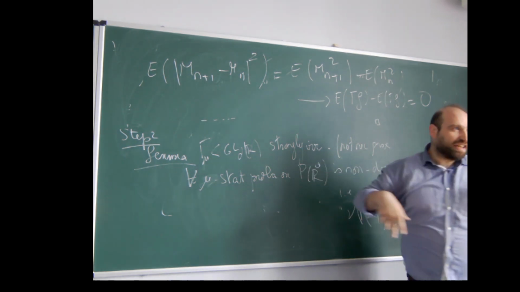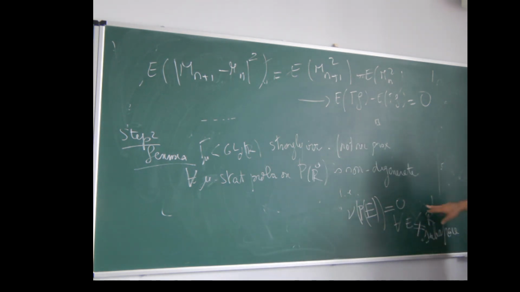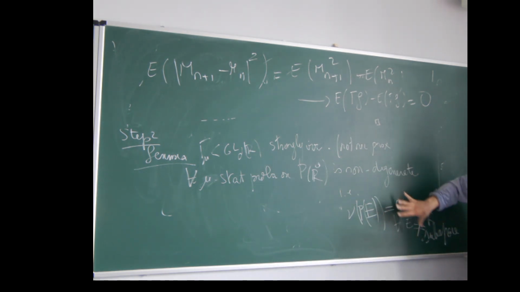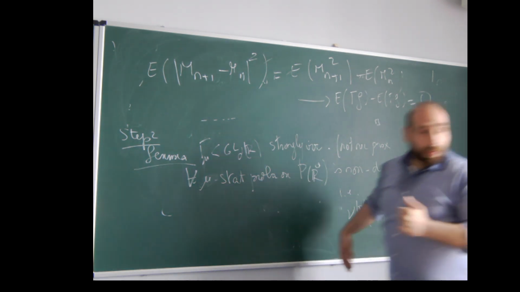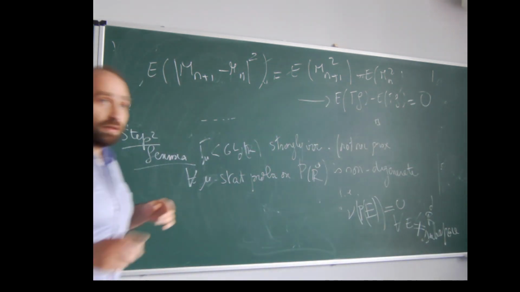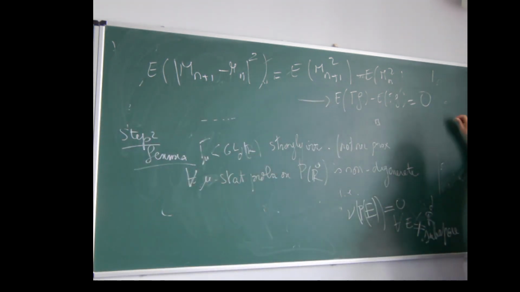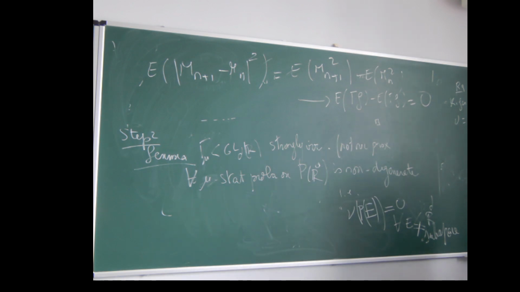Now, why strongly irreducible? Because here we don't see that there are finitely many things happening. Let's go back to the counterexample of Kiefer. It was irreducible, but not strongly.